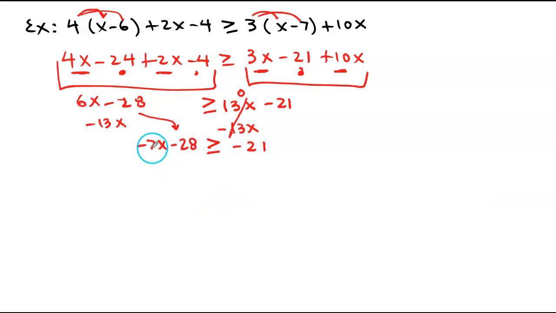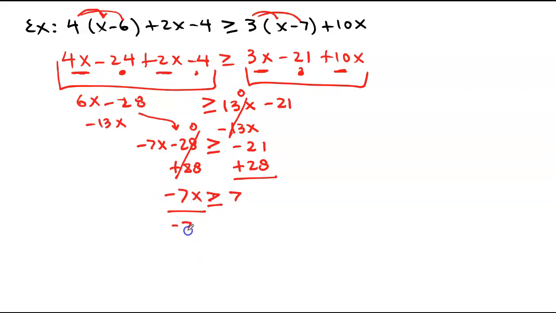X is on the left side. Let's continue to work on the left side. I have to cancel the 28. It's negative, so I add, plus 28 on both sides. Negative 28 plus 28 is 0. Bring down the negative 7x is greater than or equal to negative 21 plus 28, or 28 minus 21 gives me 7. All right, last step, divide by whatever is with the x.